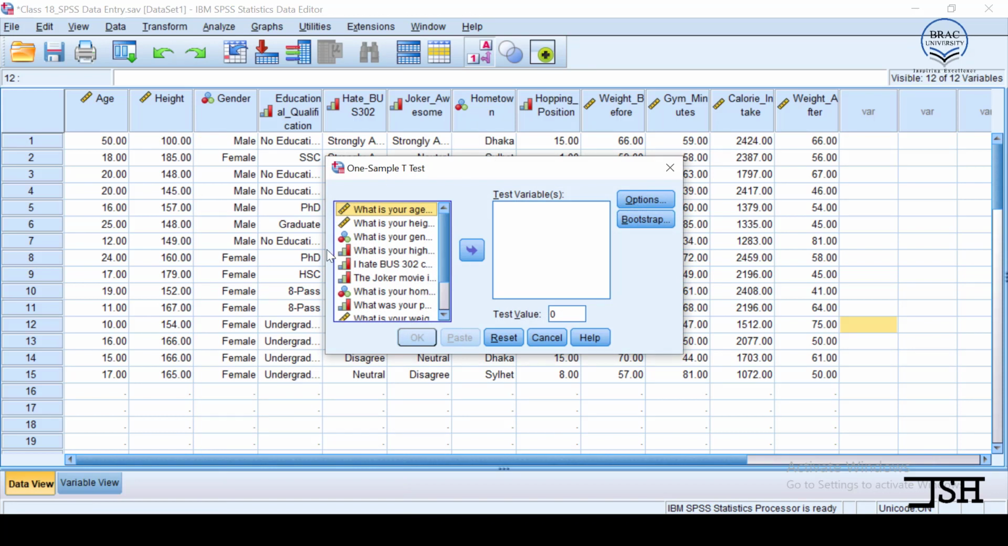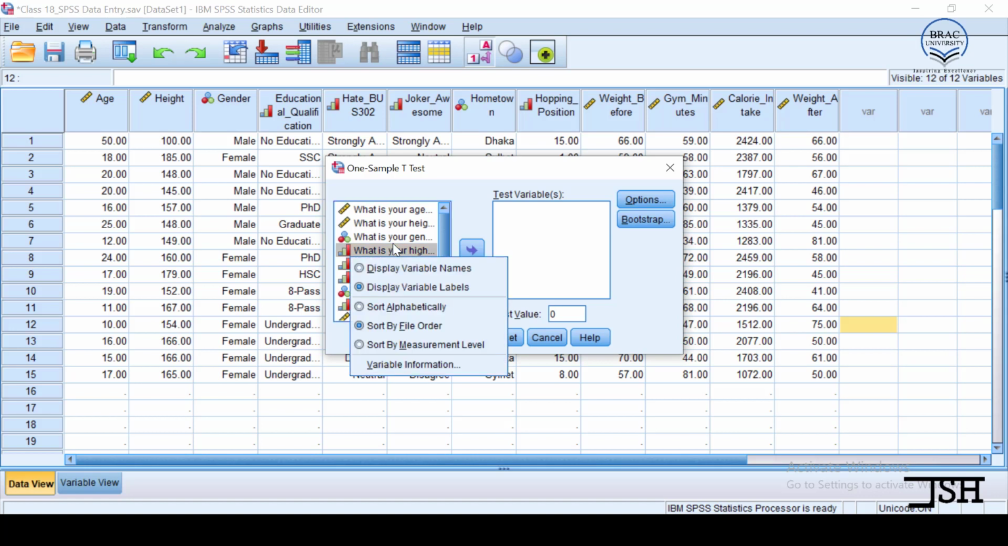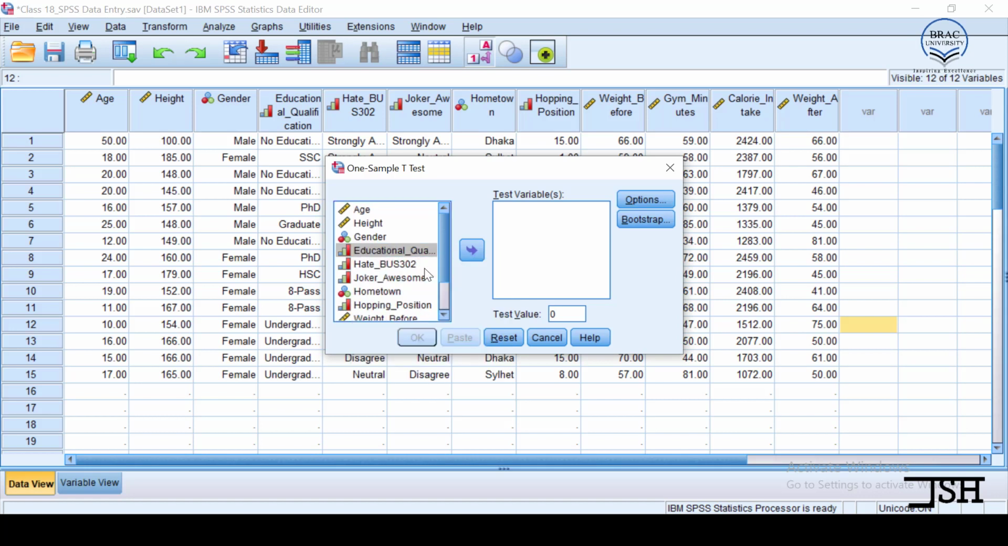Now, the rest of the task is really easy. Just as before, on the left hand side, we have all the variables listed, or all the questions. And on the right hand side, we have to bring the variables that we want to analyze. Now in this question, what is the variable that we are going to work with? Yes, it is the weight variable. So from here, we have to find out the weight variable. Now to work easily, what I'm going to do first is click the right mouse button and then select display variable names. So it's easier to see the name of the variables.